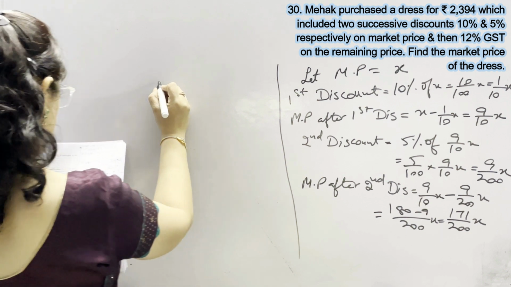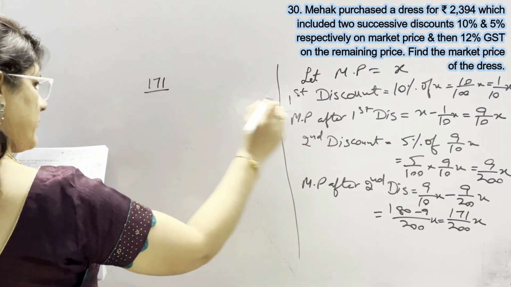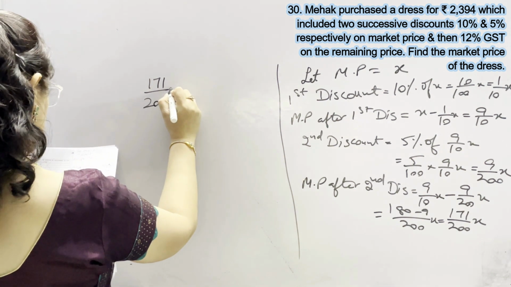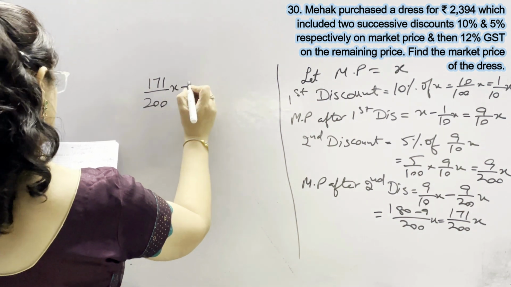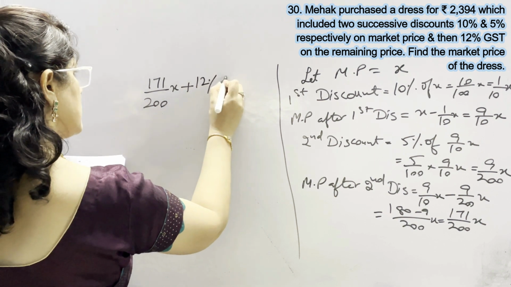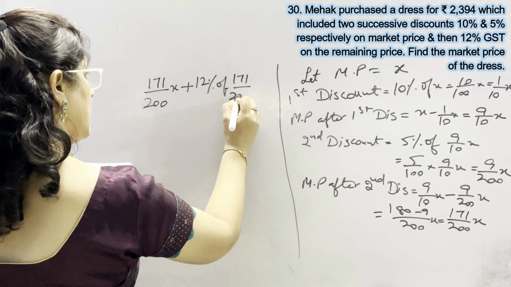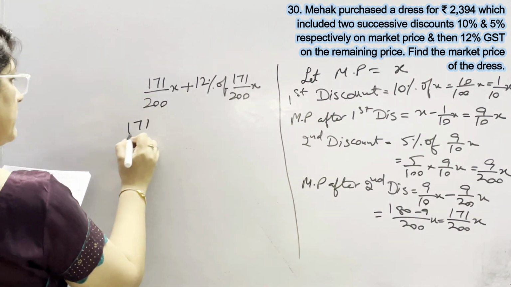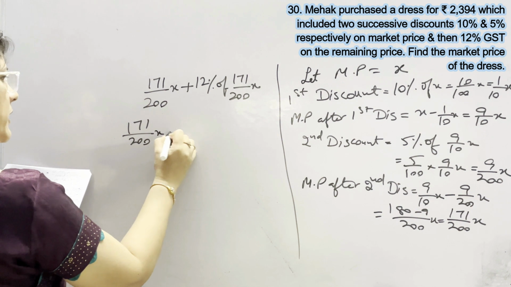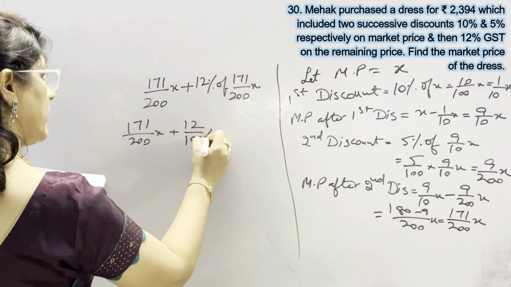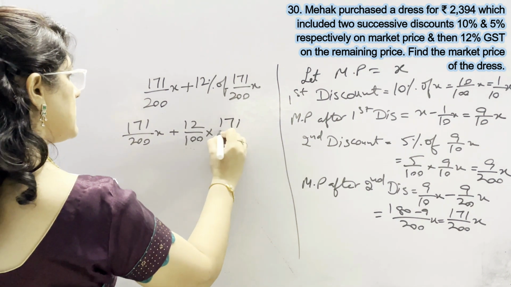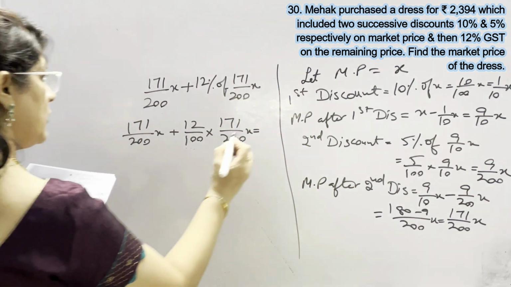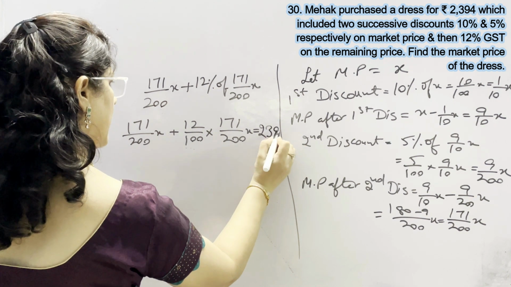Now coming to the question, including GST. Now this is the price after two successive discounts. This is the price 171 upon 200x plus GST is 12% of 171 upon 200x. So 171 upon 200x plus 12 upon 100 into 171 upon 200x, and its value is given as 2394.